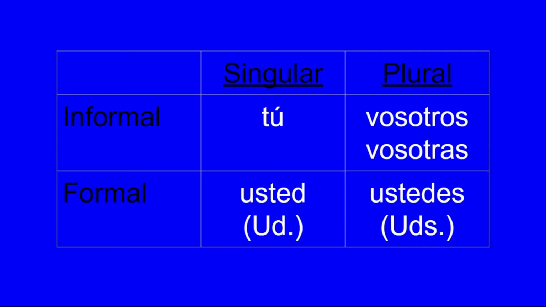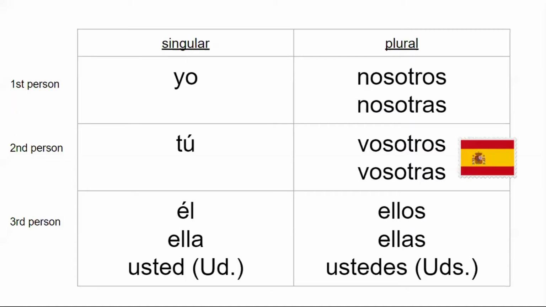Most countries do not use the informal plural, vosotros, and use ustedes for any time they are speaking to more than one person. Now, besides knowing which form of you to use, each form uses a different verb form. Tú uses the singular second person form of the verb. Vosotros uses verbs conjugated to the second person plural form. Usted uses the third person singular form of the verb, and ustedes uses the third person plural form.